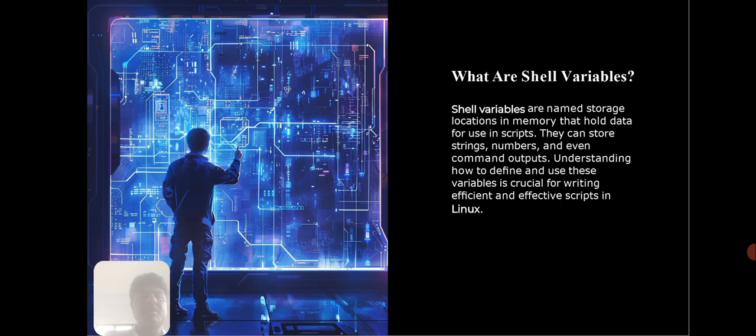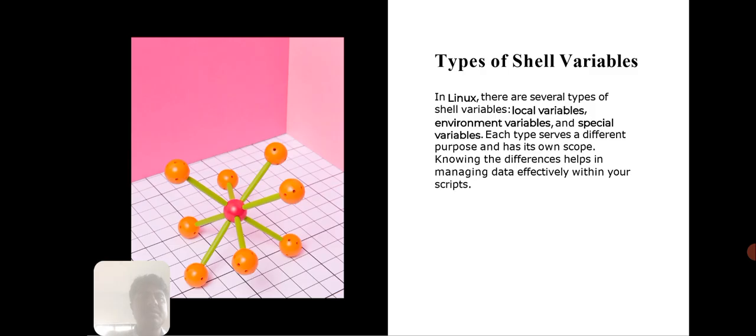Understanding how to define and use variables is crucial for writing efficient and effective scripts in Linux. There are several types of shell variables: local variables, environment variables, and special variables. They are three types, each with its own purpose and scope, and they help manage data effectively in your script.